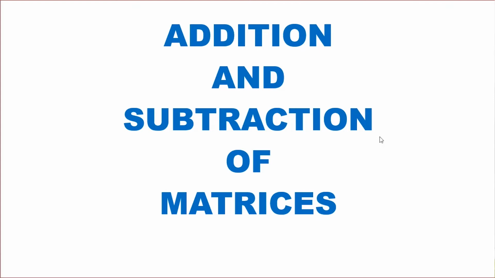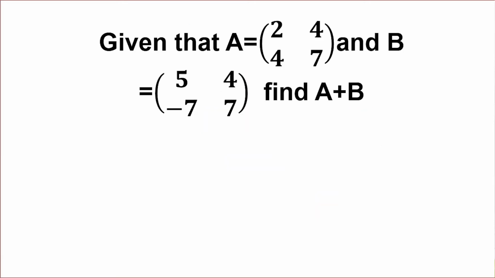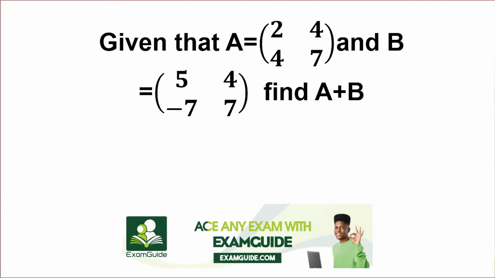Okay, the next thing on stage now is the addition and subtraction of matrices. This one is just a simple thing. Like you know addition, the normal addition you know is still the addition that you are talking about. The normal subtraction is what we are still talking about. Now let us take an example on addition. Given that A equals 2, 4, 4, 7, and B is 5, 4, minus 7, and 7. Find A plus B. It's just a simple addition.